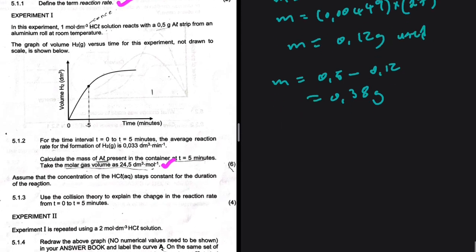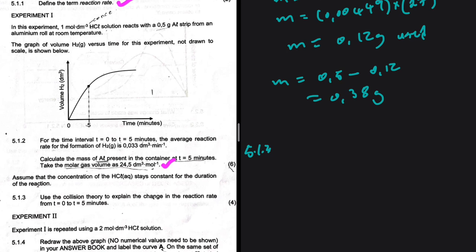Let's take a look at 5.1.3. Assume that the concentration of HCl stays constant for the duration of the reaction. Use the collision theory to explain the change in the reaction rate from t equals 0 to t equals 5. So what will happen from t equals 0 to t equals 5? Well, we expect the rate of reaction to actually drop, right? Because the number of moles of aluminium are getting used up. So that's what we're expecting. We're expecting our curve to start off very steep but become gentle as time goes, right?